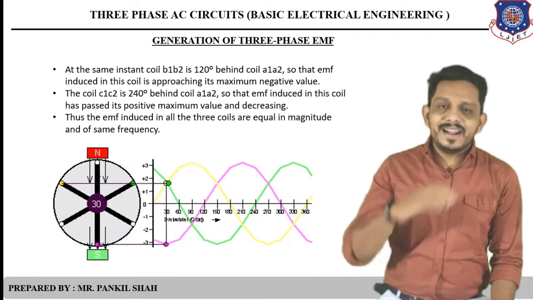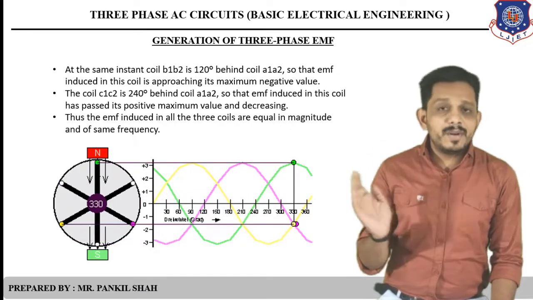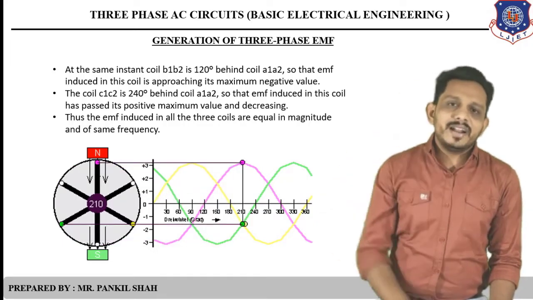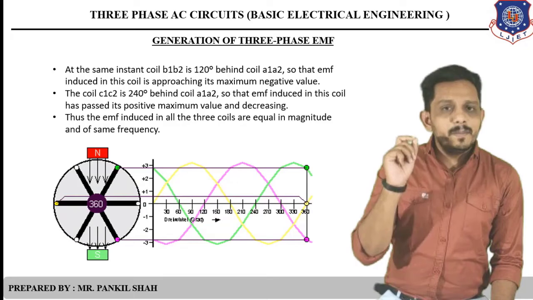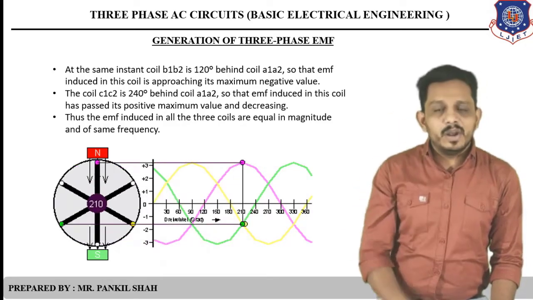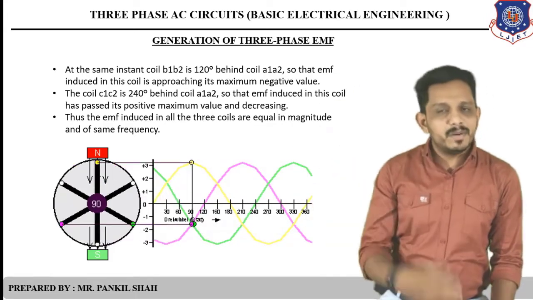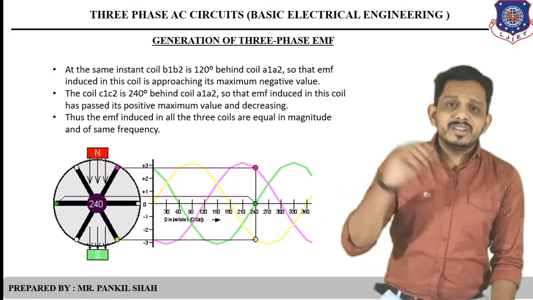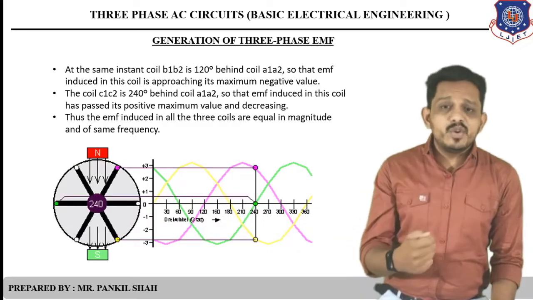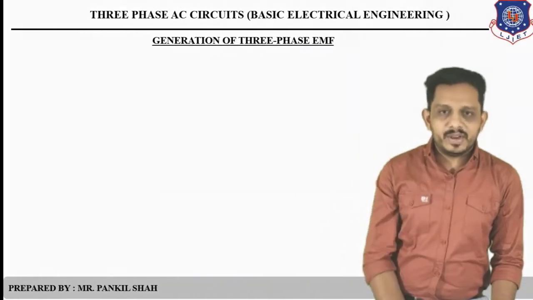So again, I am repeating that at this position AB, the EMF induced in the first coil is 0, but whenever this coil is rotating in the anti-clockwise direction, then EMF will start increasing. The second coil B1, B2 is just about to reach its negative maximum value, and the third coil, C1, C2, has passed through its positive maximum value. So at this position, these three EMF positions we can draw in this waveform. The EMF induced in all three coils are of equal magnitude and of the same frequency.